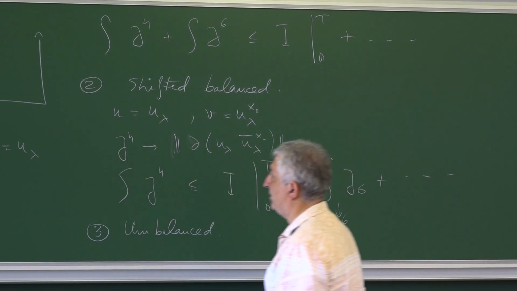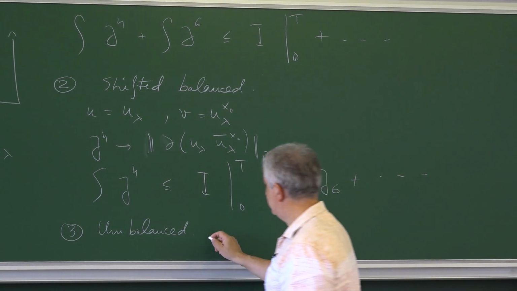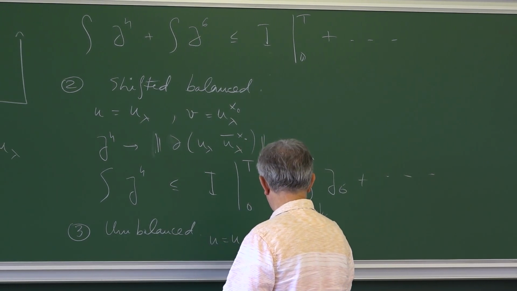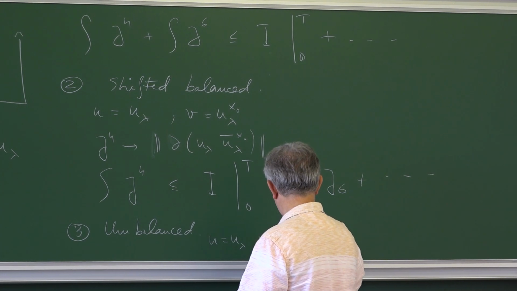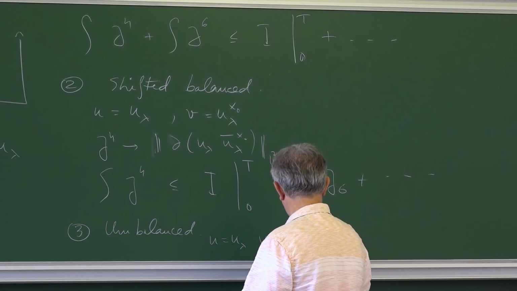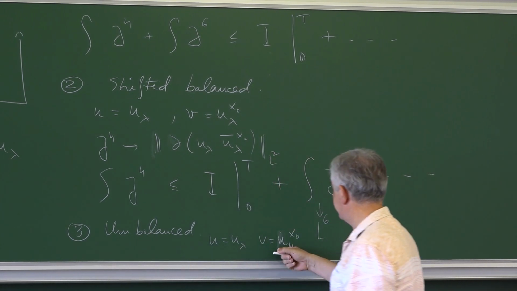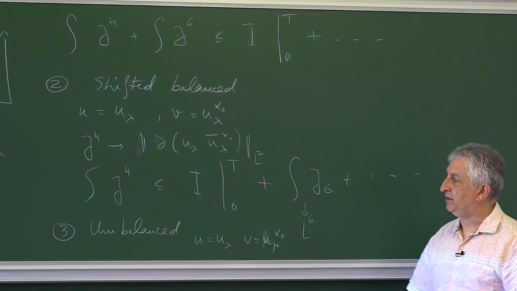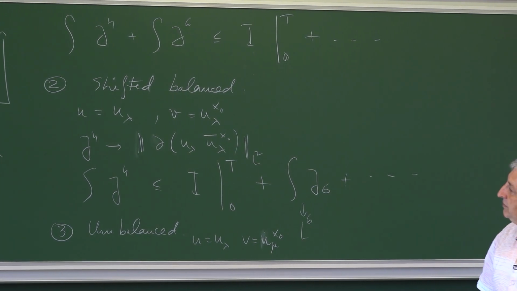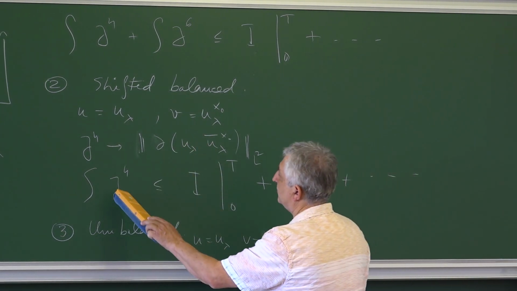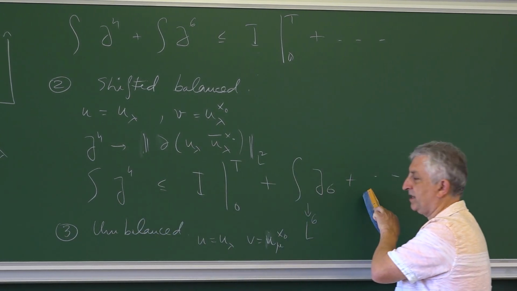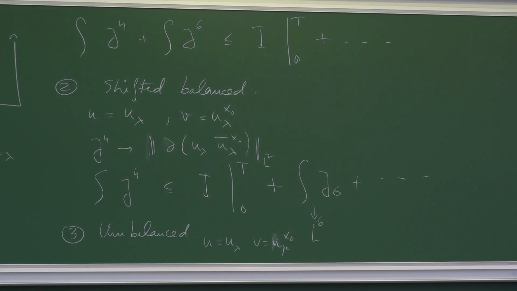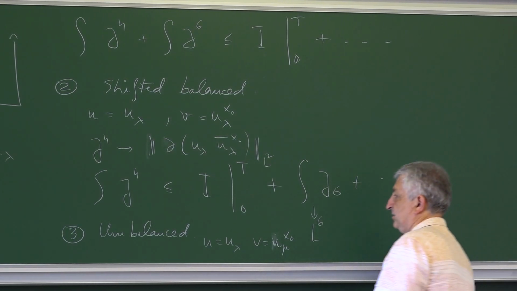And this is the easiest part. And here u is equal to u lambda and v is equal to v mu x0. So both at a different frequency and a different location. And then, as in the second case, we only use J4 and everything else is estimated perturbatively. So that's how this bootstrap loop closes.